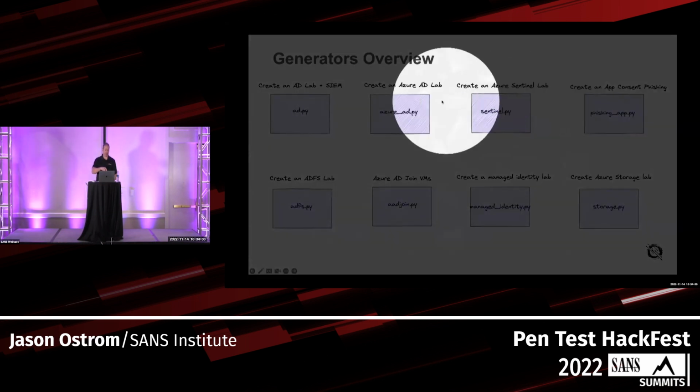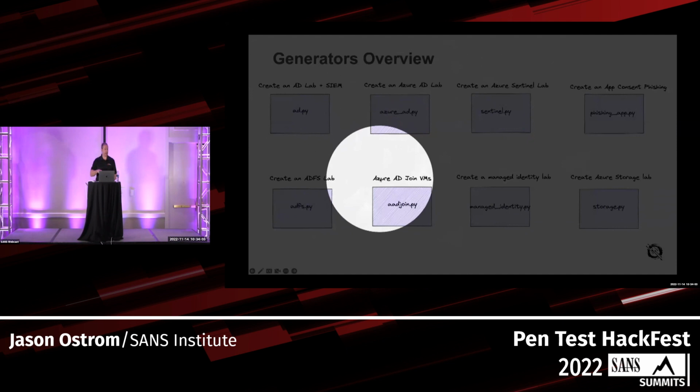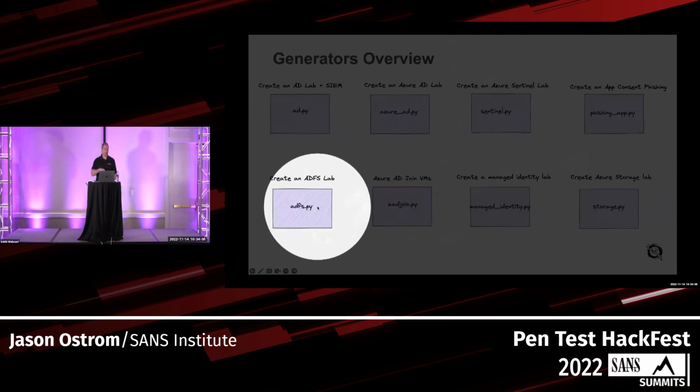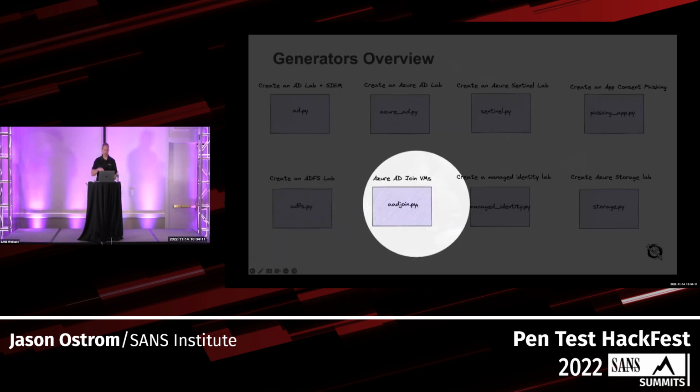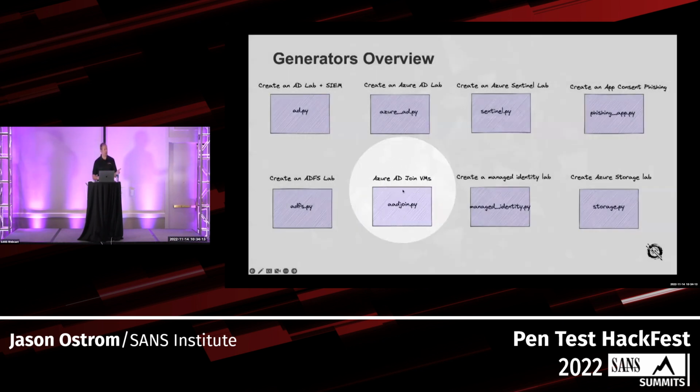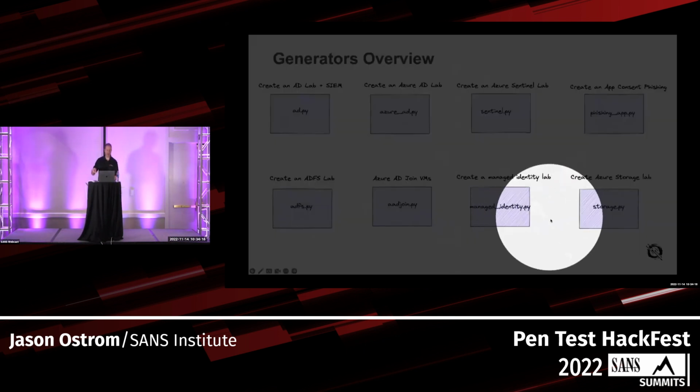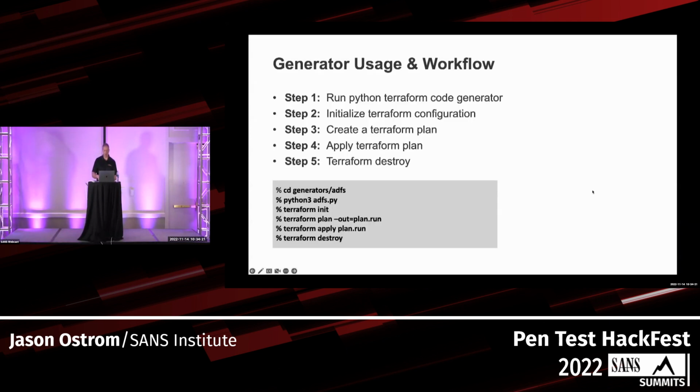The newest generators here are ADFS and Azure AD join. So ADFS is a Hybrid Identity Federation lab. It auto-creates that. And it has an Azure AD join where it will join Windows 10 VMs to Azure Active Directory. It has a managed identity and then an Azure Storage lab. So this is how easy it is to run. You go into the generators directory of whatever your use case is, and you do python adfs.py, and then you run Terraform, and Terraform will push the changes out.